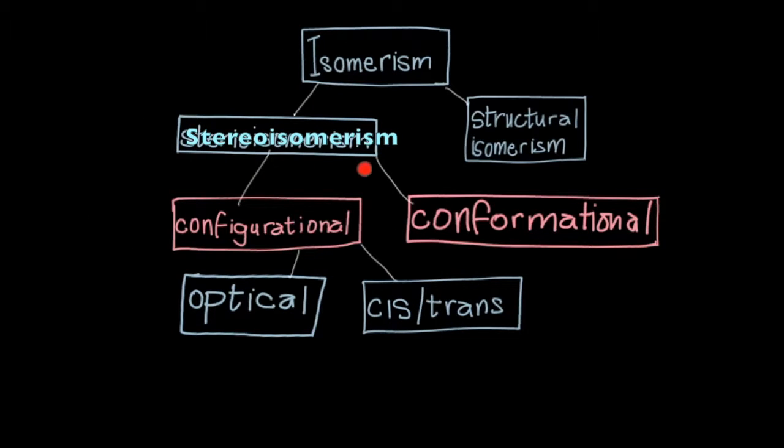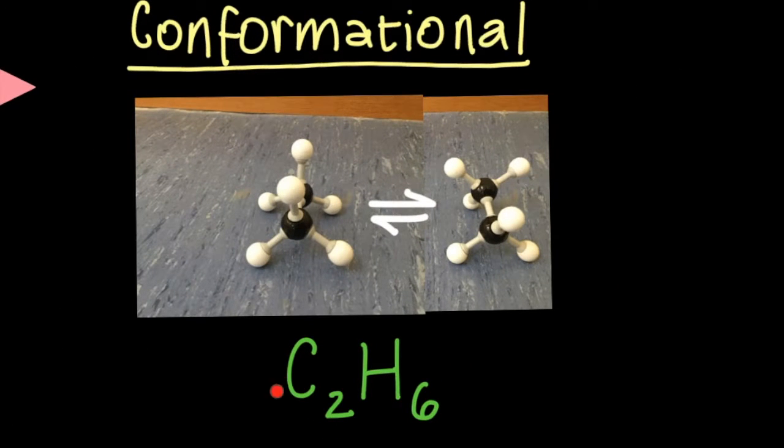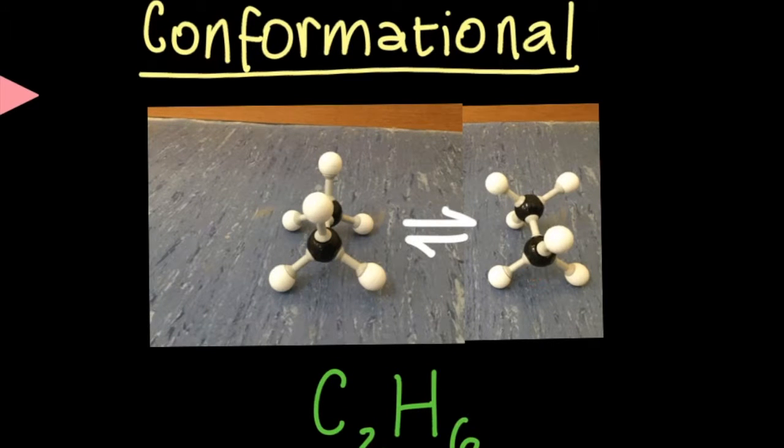Now let's focus on stereoisomerism, which can be configurational or conformational. Here we see a molecular model of the molecule ethane, C2H6. And here we can see that an equilibrium exists between these two conformations. Here you can see the two hydrogens of this carbon line up, and the two back hydrogens also line up, with all of the hydrogens overlapping with each other, or eclipsing or blocking each other.